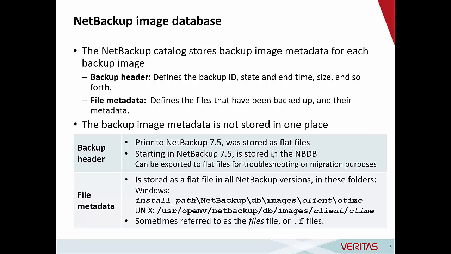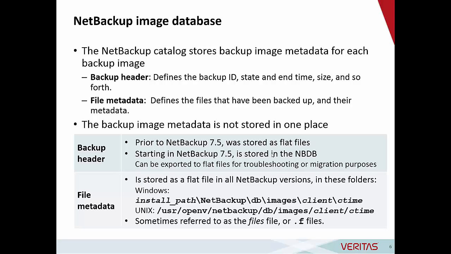And the image catalog, or the image database, people use different terms for it, is spread across two locations on the master server. The backup headers, which contain the backup ID and the fragment information, are stored in the Sybase database, the NBDB, and that again allows them to benefit from the indexing for faster catalog backups and faster reporting. The file metadata, what we call the file lists, or .f files, because that's the extension that these files have, are stored as flat files.